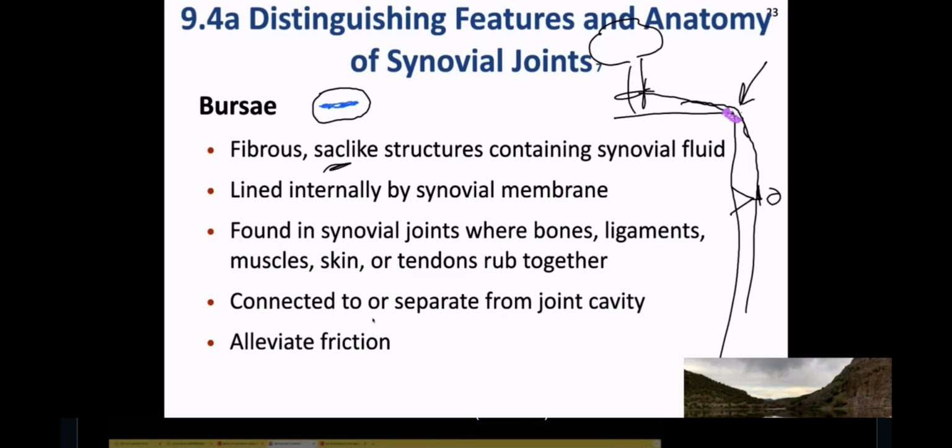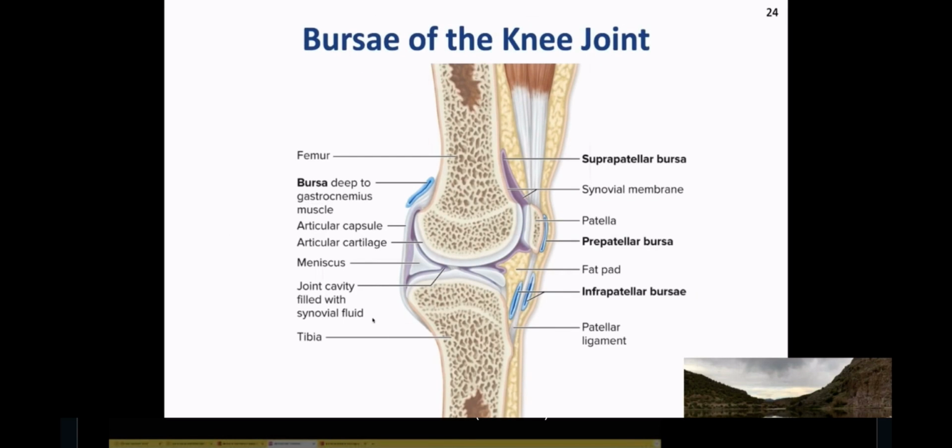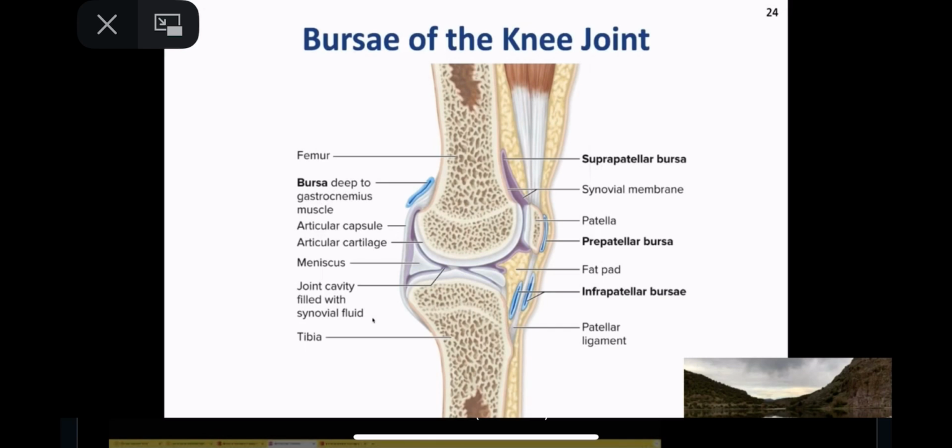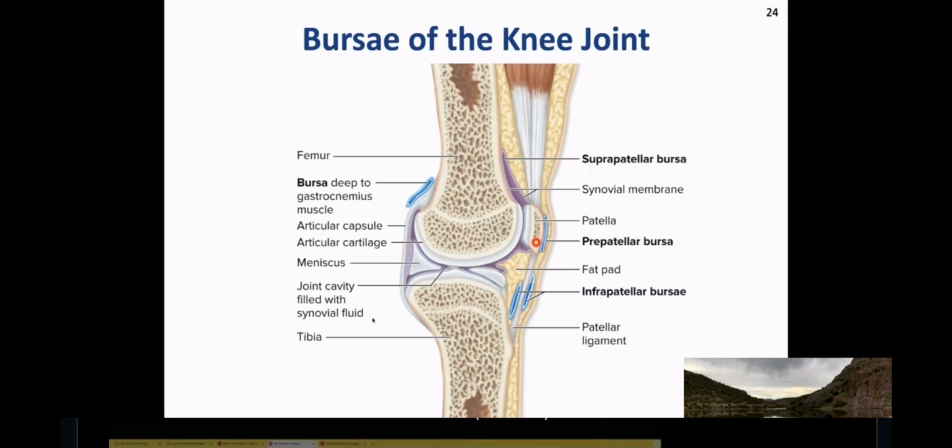So what does a bursa look like in the real body? Well, your knee, actually, each knee has several bursa. And look how the names help us here. We know that patella means kneecap. And so if I go anterior, or in front of that, I'm at the prepatellar bursa. If I go above there, I'm superior to it, the suprapatellar bursa. And if I'm beneath there, infrapatellar bursa.